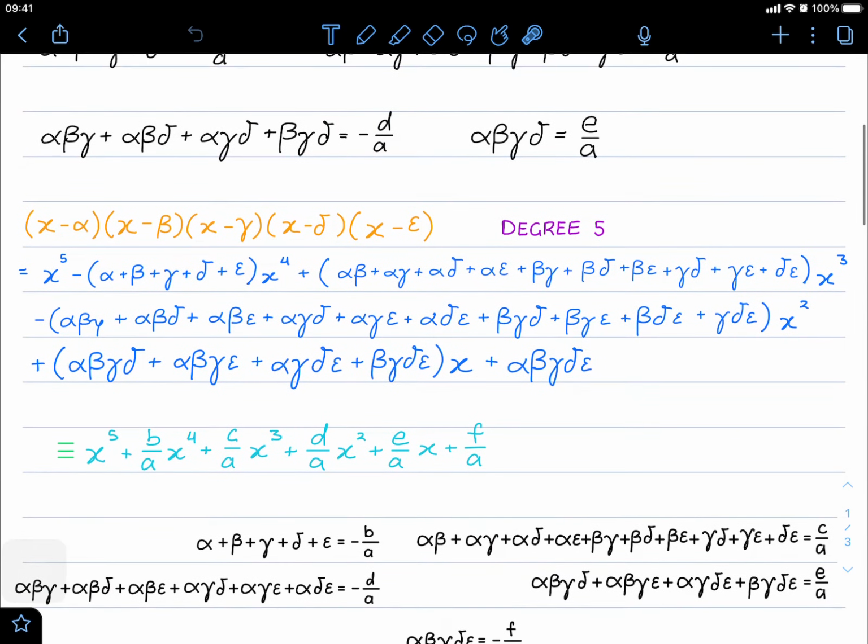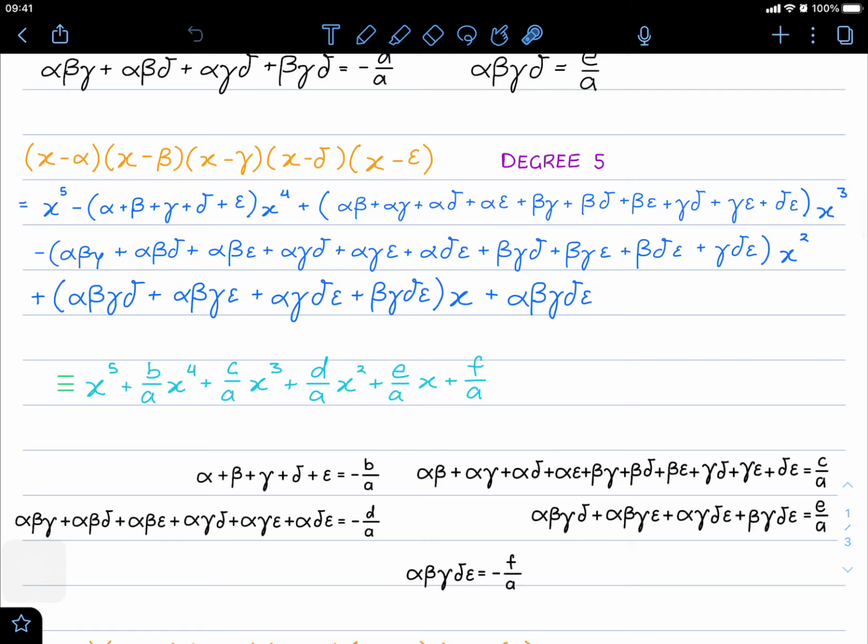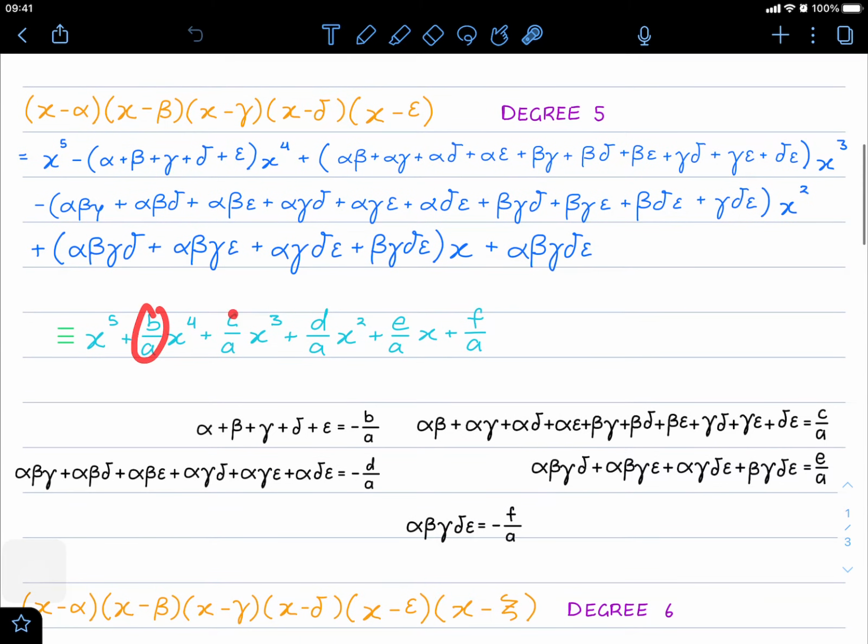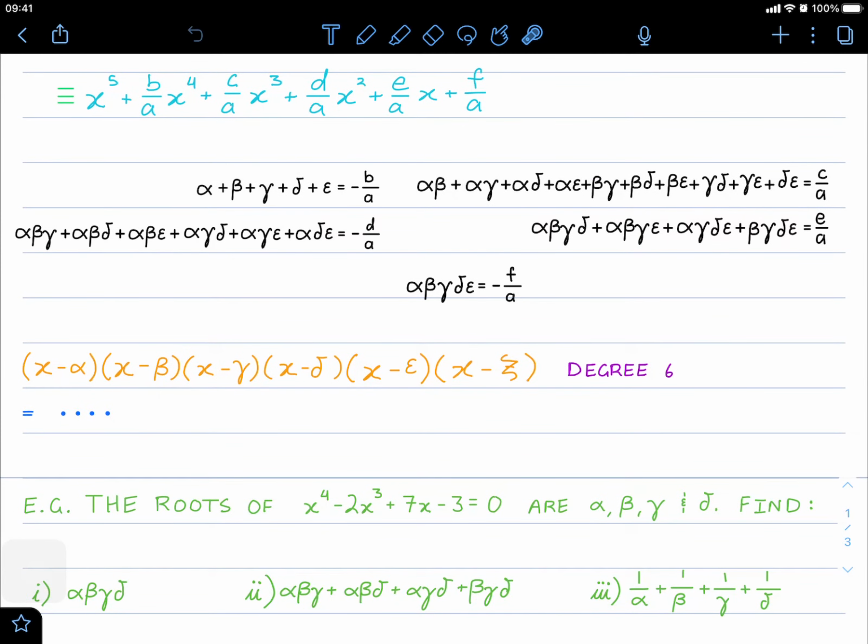Here it is for degree 5. It is outrageous, but I think you get the idea that it's just going to be all of them individually, all of them in pairs, all of them in triples, all of them in quadruples, and all of them multiplied together. And those are equivalent to, as you'd expect, the equivalent coefficients. And the 6th degree, I'm not going to do that here. I think you get the idea from here.